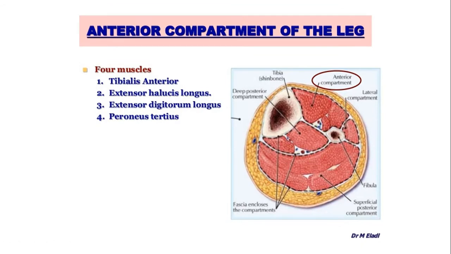Now the main muscles of the anterior compartment of the leg, with which we are concerned here, are three. We will see their origin, insertion, action and nerve supply. Tibialis anterior, extensor hallucis longus, extensor digitorum longus, and peroneus tertius are the muscles of the anterior compartment of the leg. We will study them individually.